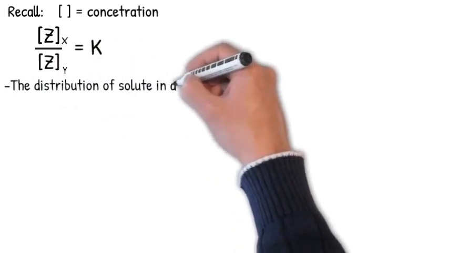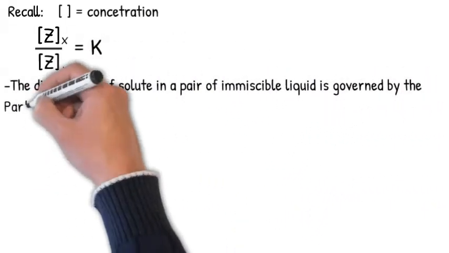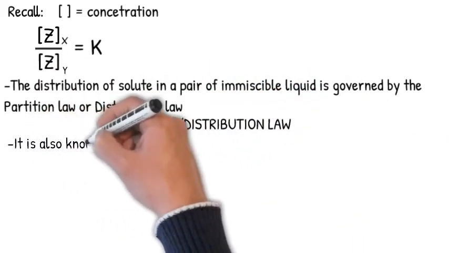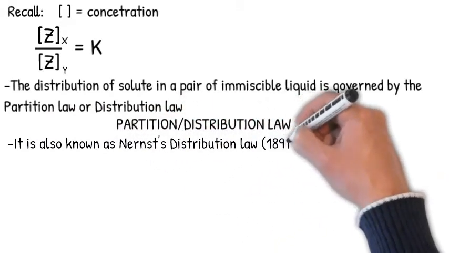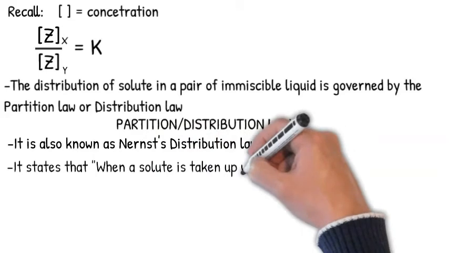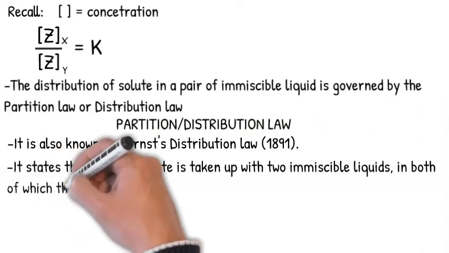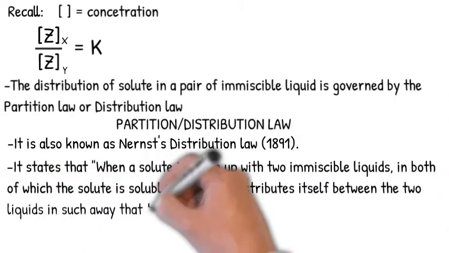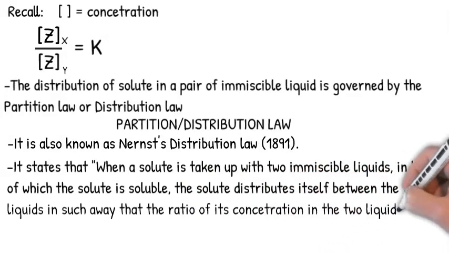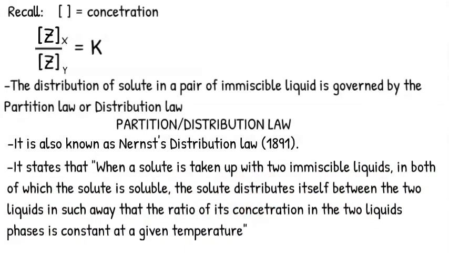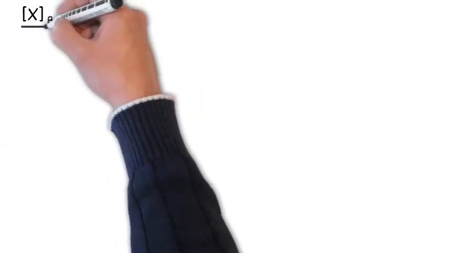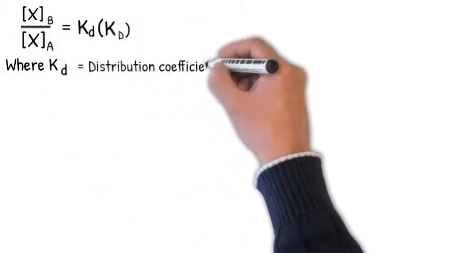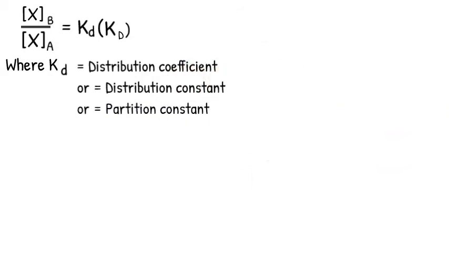The distribution of solute in a pair of immiscible liquids is governed by the partition law or distribution law. Partition or distribution law is also known as Nernst's distribution law, 1881. It says that when a solute is taken up with two immiscible liquids, in both of which the solute is soluble, the solute distributes itself between the two liquids in such a way that the ratio of its concentration in the two liquid phases is constant at a given temperature. Concentration of X in B divided by concentration of X in A equals Kd, where Kd equals distribution coefficient, distribution constant, or partition constant.